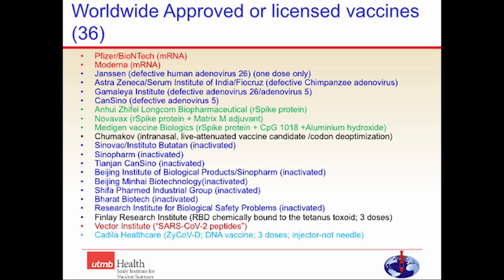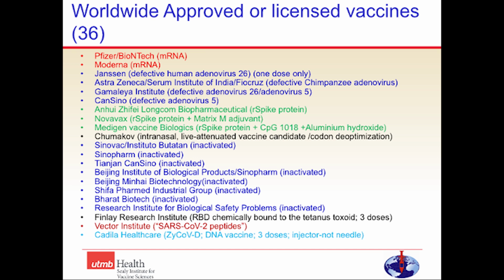The Human Childhood Institute from Moscow developed a live attenuated vaccine based on codon deoptimization. That is to say, you have codons optimized for multiplication of the virus. So if you change the codon so it's not translated efficiently, you can actually make a vaccine out of that. And that approach was used by Jumkov. The next blue category covers inactivated vaccines made by a variety of different entities.